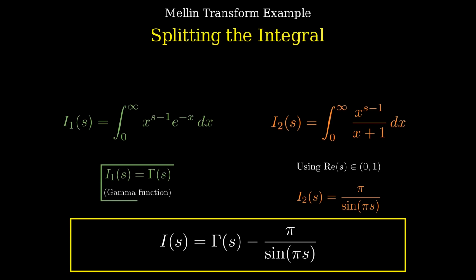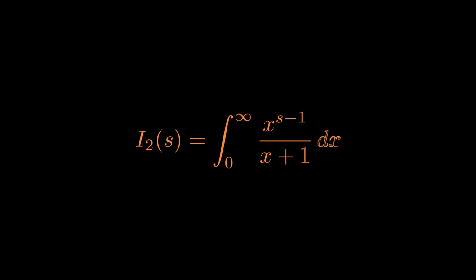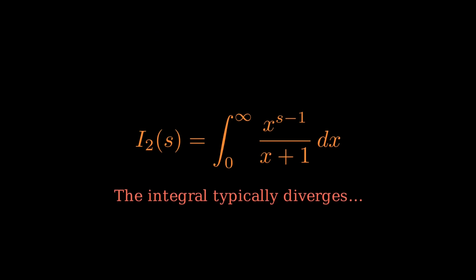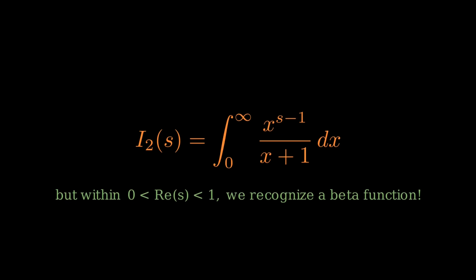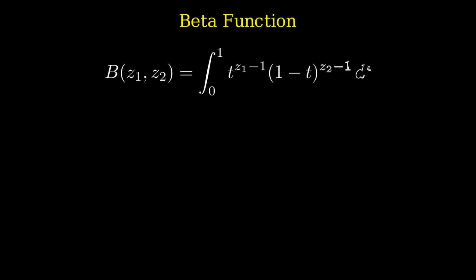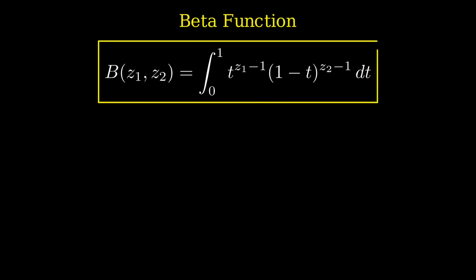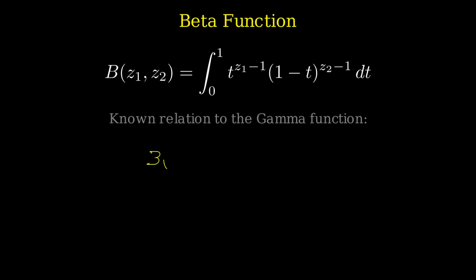We see that the left side is just equal to the equation of the gamma function for variable s, but the right side is not quite so easy. First of all, the integral typically diverges, but we're not going to let that scare us away. Within our strip of convergence from 0 to 1 for the real component of s, we recognize this as a beta function. Given this definition of the beta function, we can use its known relation to the gamma function as shown.